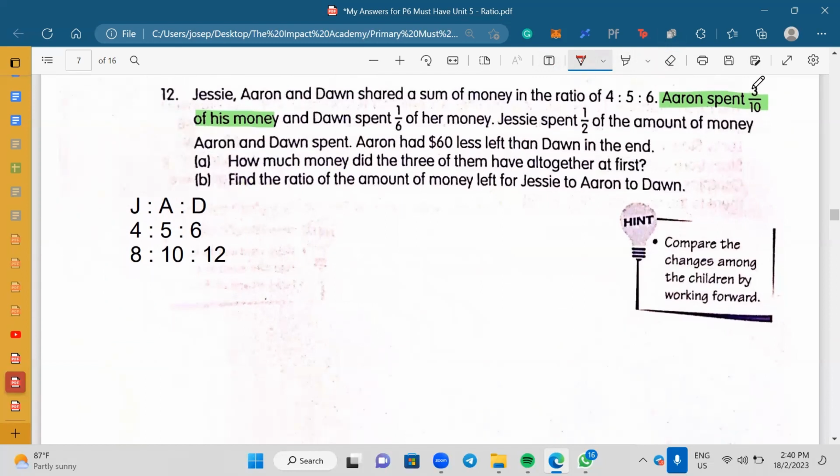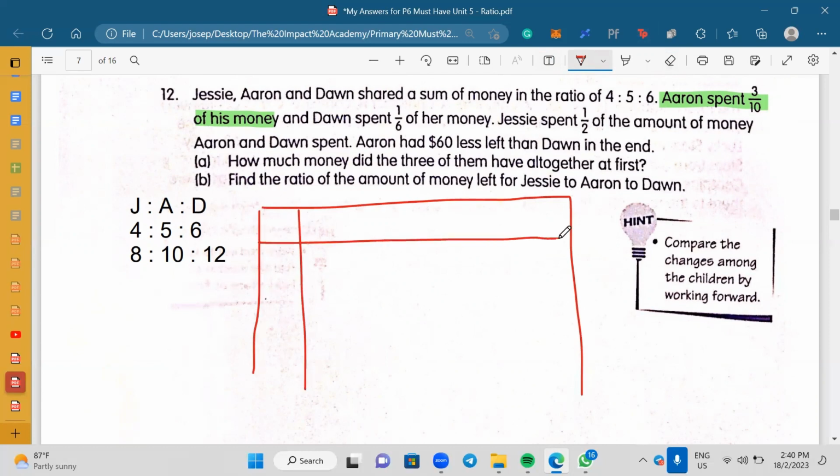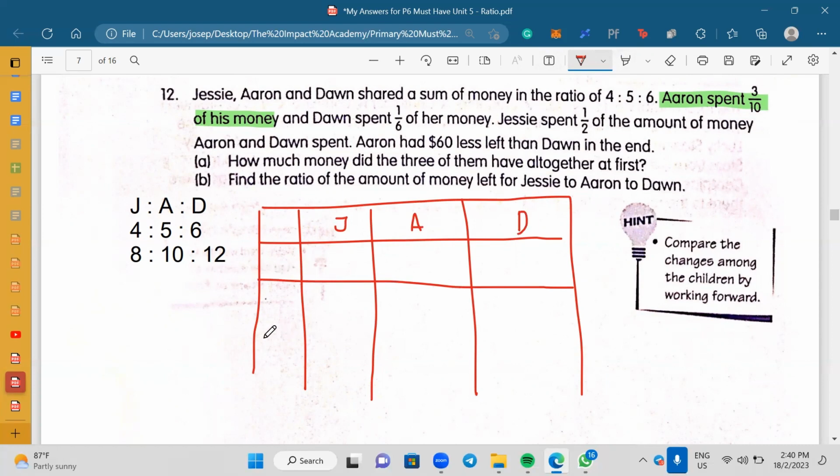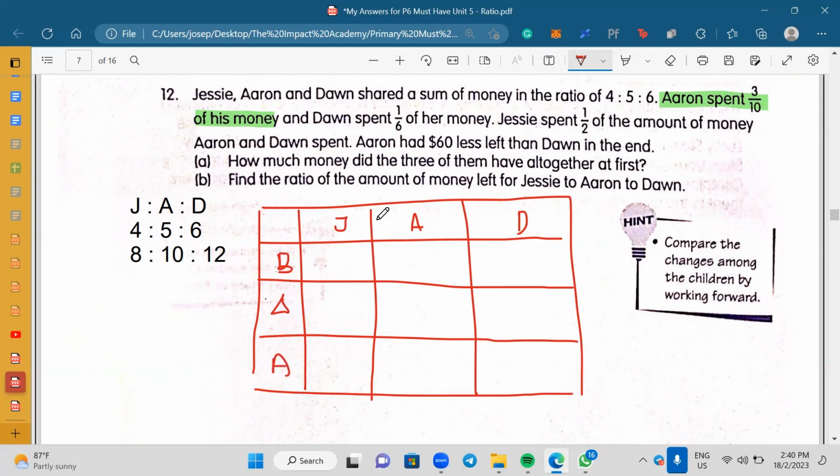Alright, so 3/10 of his money means what? He only minus how much? 3 units. Agree so far? Alright, then you see, easier, right? Then you put 1.5 unit. You understand what I'm saying? So we are just going to draw a table. It's easier that way. This is before and after, right? So what we have is J, we have A, and then we have D. You understand so far? All right, before, change, after. Am I making sense here?